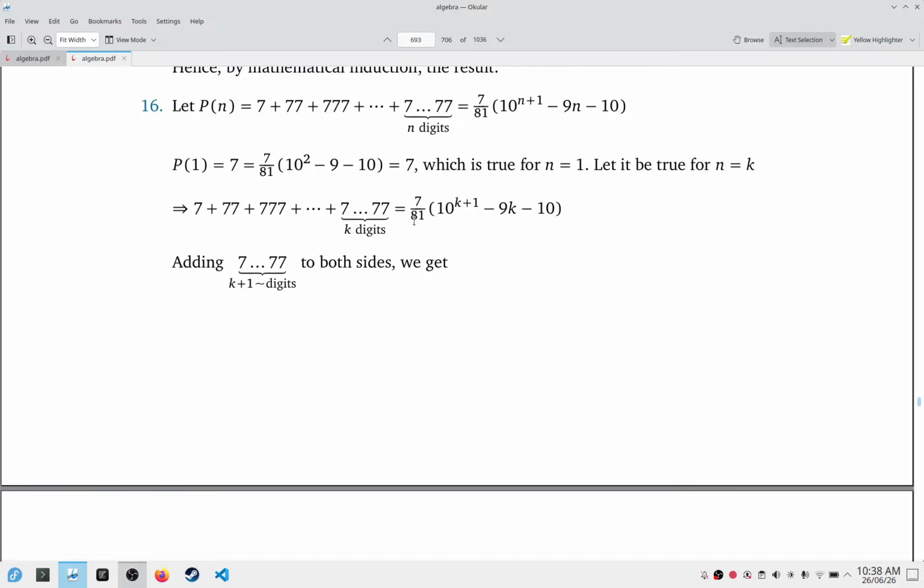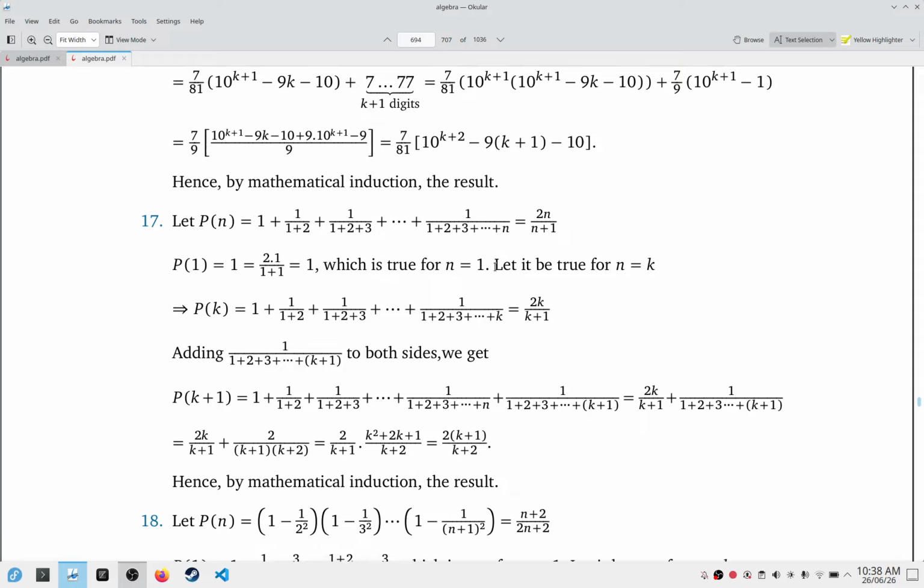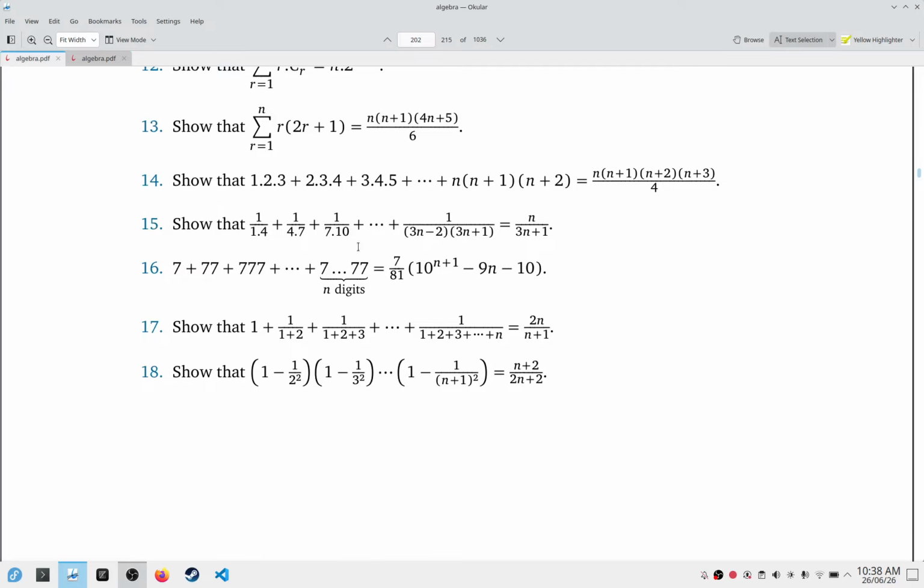We let it to be true for n is equal to k. So we have this relationship here. Okay, now we add 777 up to k plus 1 digits to both sides. And we have got this left hand side and then right hand side becomes this. Now 777 up to k plus 1 digits can be written as 7 by 9 times (10 raised to the power k plus 1 minus 1). And then we evaluate, we get 7 by 81 times (10 raised to the power k plus 2 minus 9(k plus 1) minus 10). And thus by induction it is proven.